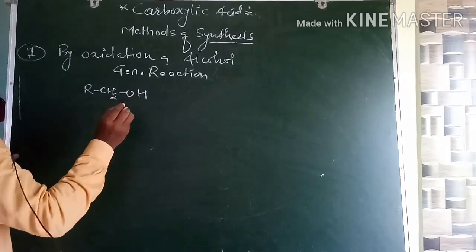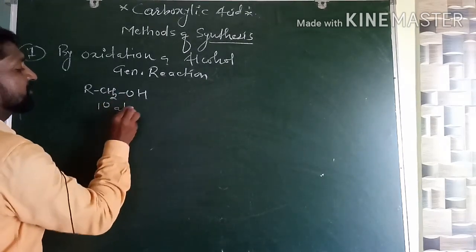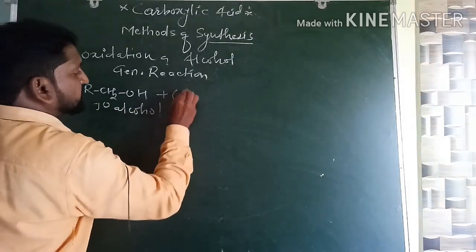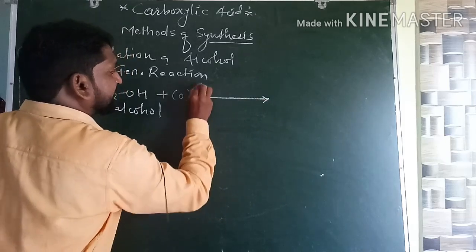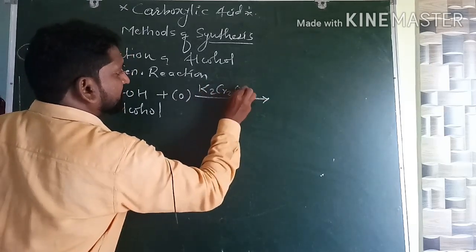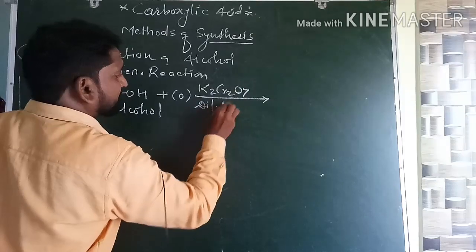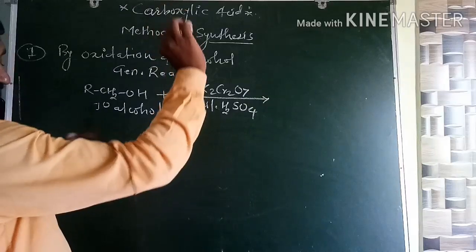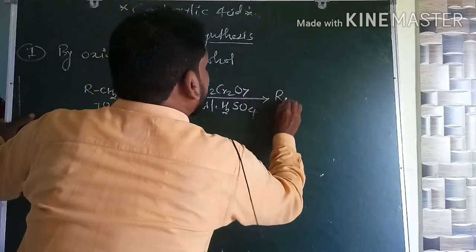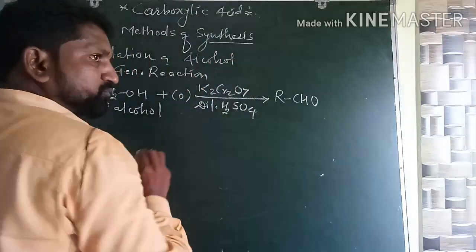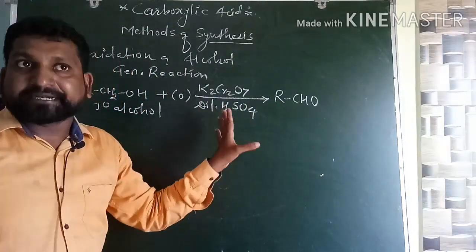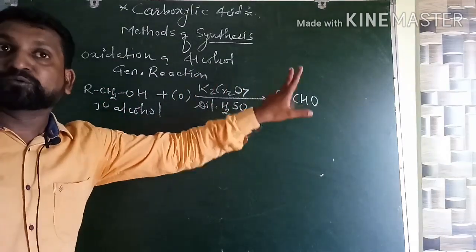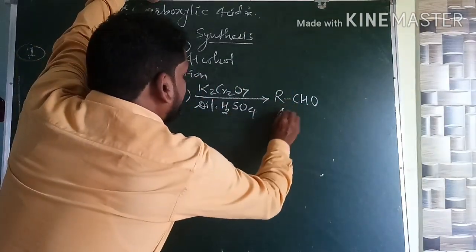RCH2OH, a primary alcohol, exactly 1 degree alcohol, undergoes oxidation in the presence of an oxidizing agent like potassium dichromate along with acid. This is an acid catalyzed reaction. First it is converted into the corresponding aldehyde. Corresponding aldehyde means having the same number of carbon atoms. If here there are 2 carbons, then in the product we will get 2 carbons.